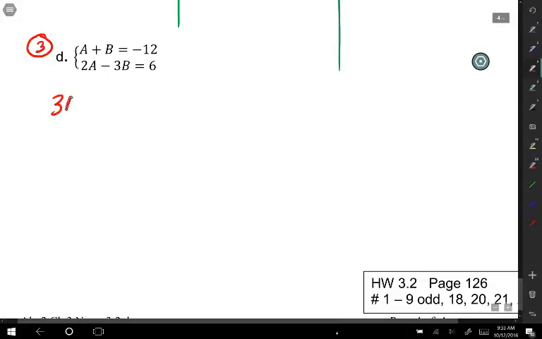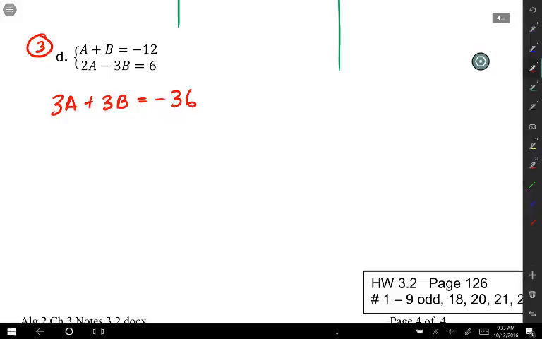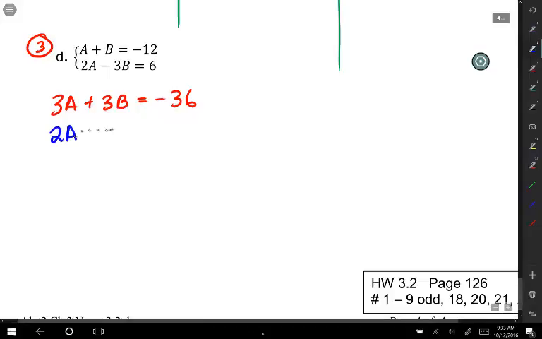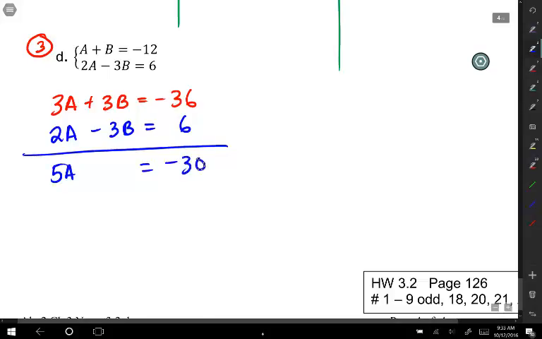What's your scalar? 3. All right, 3A, 3B, negative 36. I can't do that again, Madeline, because now I got to multiply here by 3. Do I need to multiply the other equation by anything? No. 2A or not 2A? All right, we add them up. 5A equals negative 30. Divide by 5, negative 6.